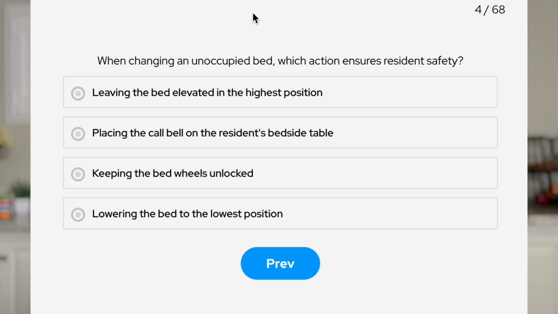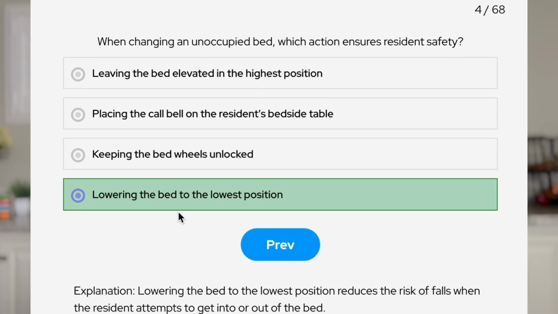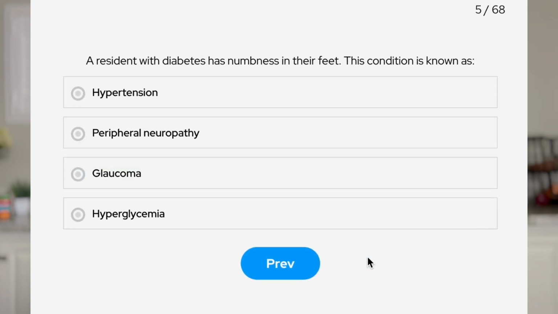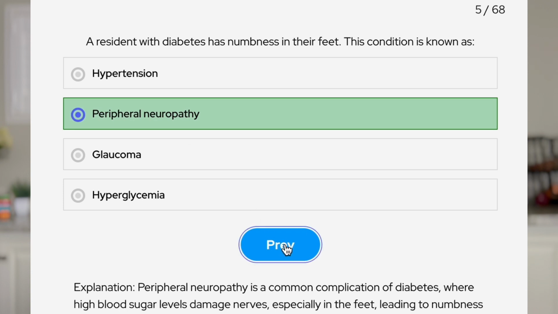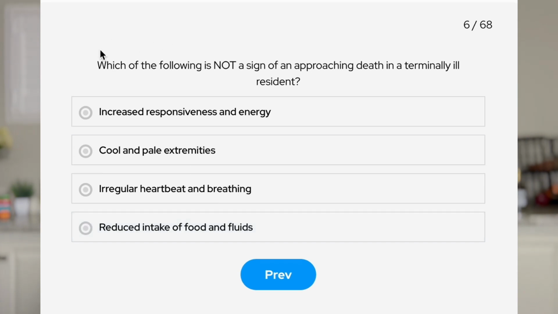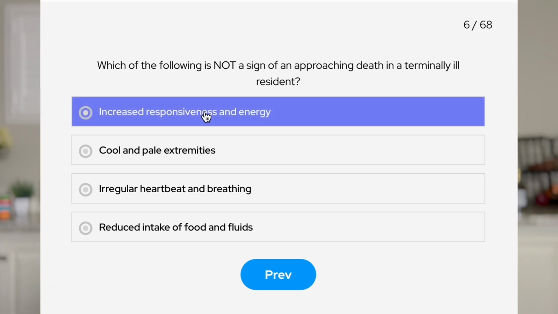When changing an unoccupied bed, which action ensures resident safety? Lowering the bed to the lowest position. A resident with diabetes has numbness in their feet. This condition is known as peripheral neuropathy. Which of the following is not a sign of an approaching death in a terminally ill resident? Increased responsiveness and energy.